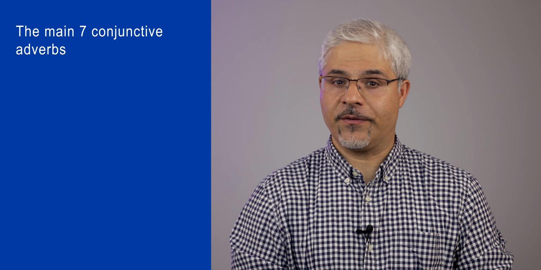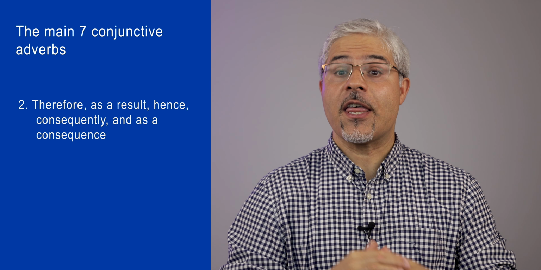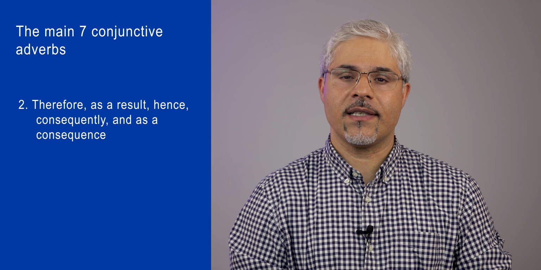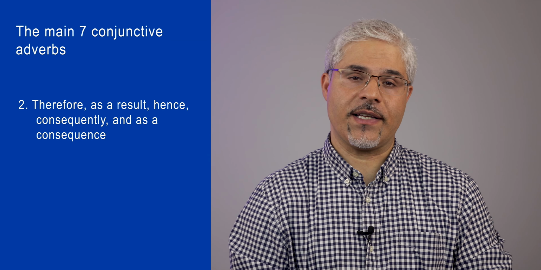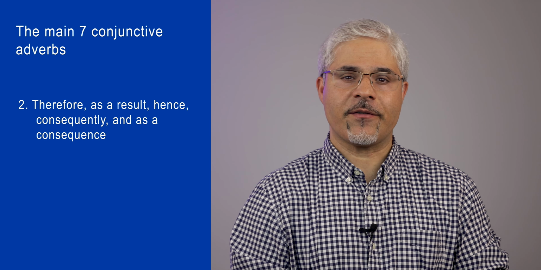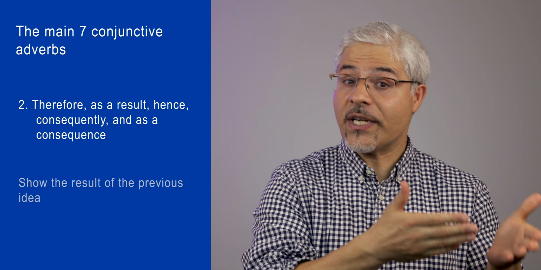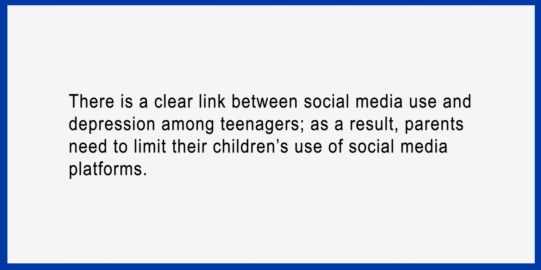The second category of conjunctive adverbs consists of therefore, as a result, hence, consequently, and as a consequence. These conjunctive adverbs show the result of the previous idea. There is a clear link between social media use and depression among teenagers; as a result, parents need to limit their children's use of social media platforms.